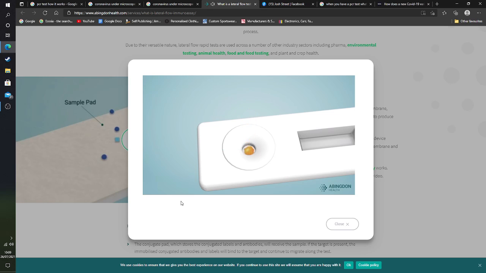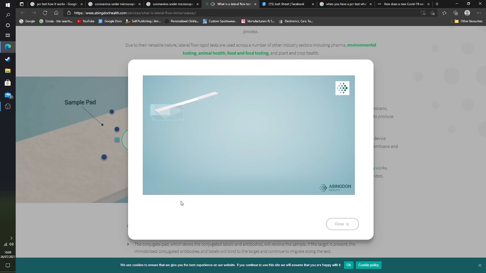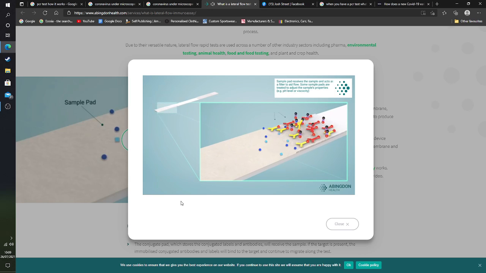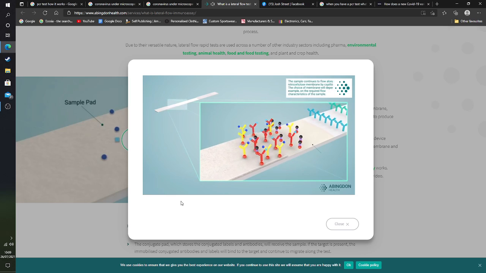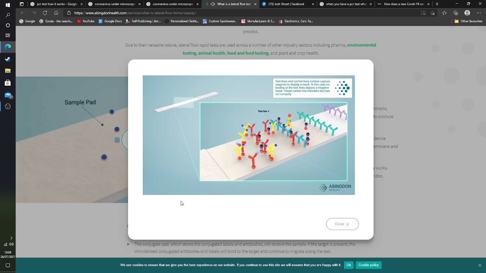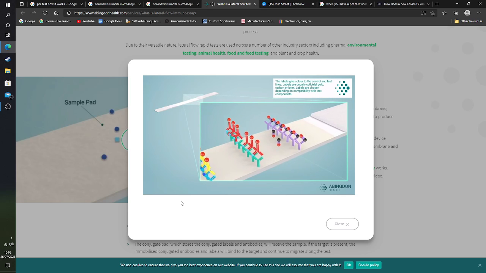You can see your sample goes in, and then at a chemical level, this is obviously what's going on. So the sample will move down the strip, at which point it binds at the correct point, and that's how the line is formed on the test.